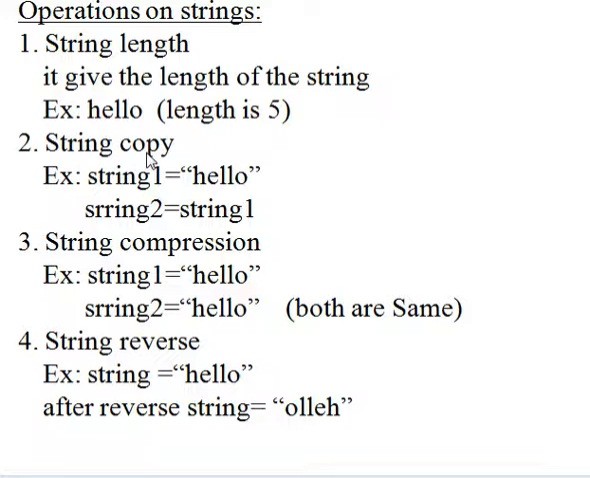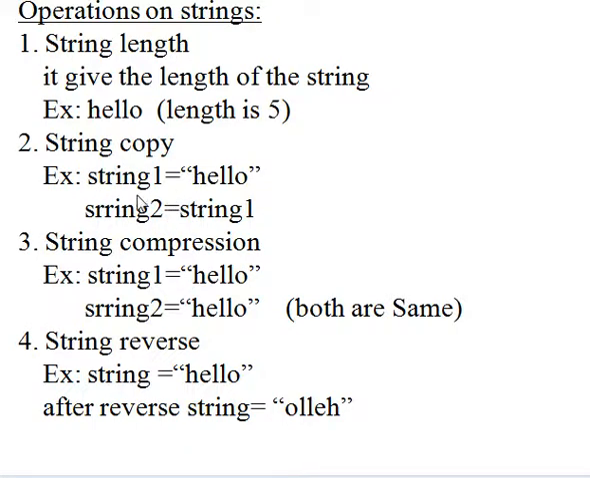Next, string copy. Here we are using 2 arrays. The first array stores a string. By using string copy, we have to copy that string to the second array. In the first string we have hello. We have to copy that string to string 2. Then automatically this hello will be copied to the second string also.